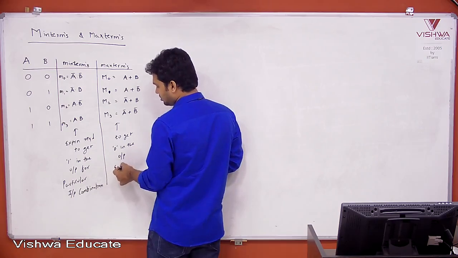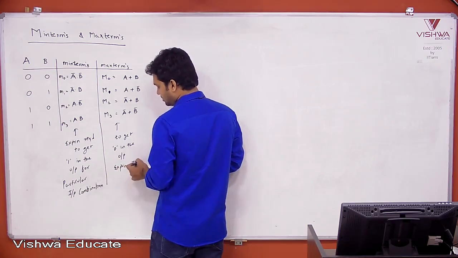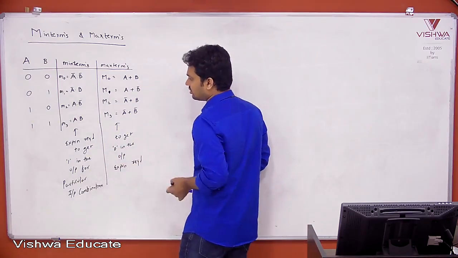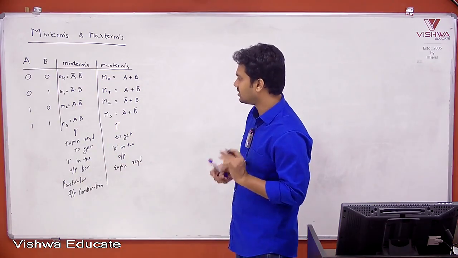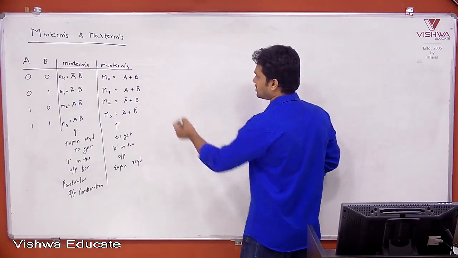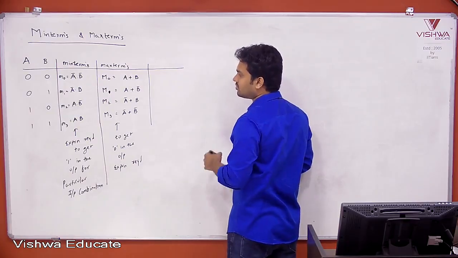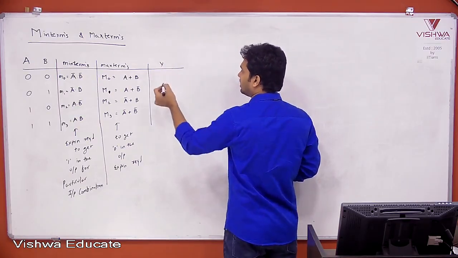What is the expression required? Same as this, but here to get 0. That is the definition or meaning of your min terms and max terms. Now let us take one function, how these min terms and max terms will be useful for me. Let me take one example.